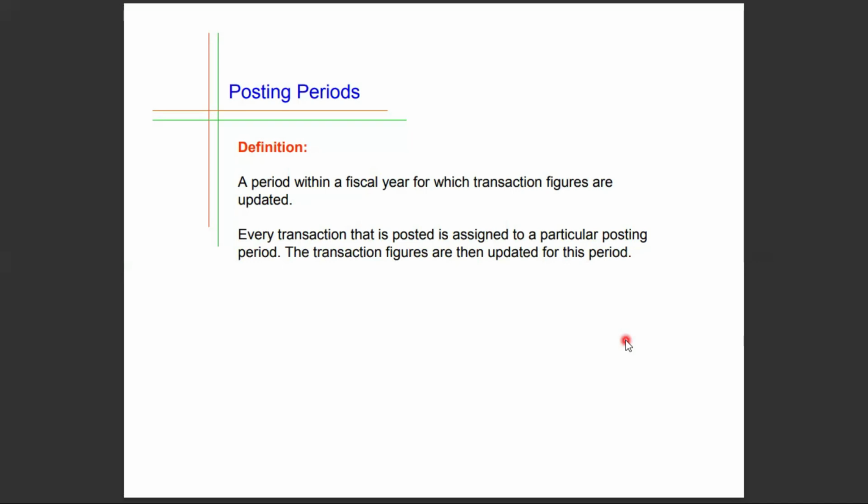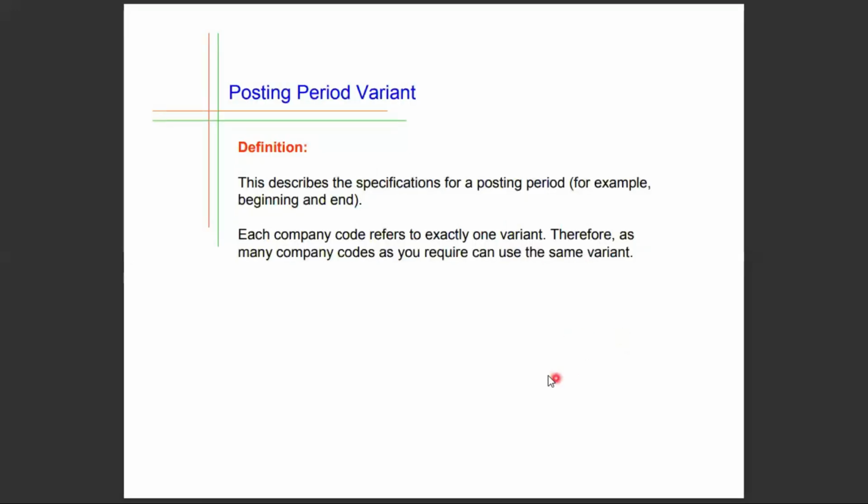You can see a period within a fiscal year for which transaction figures are updated. So every transaction that is posted is assigned to a particular posting period, and the transaction figures are then updated for this period. Now posting period variant. It's like a fiscal year variant again. Under that you can maintain the posting periods. So this describes the specification for posting period, for example, beginning and end. That means when your posting period will begin and when it will end. That is opening and closing.